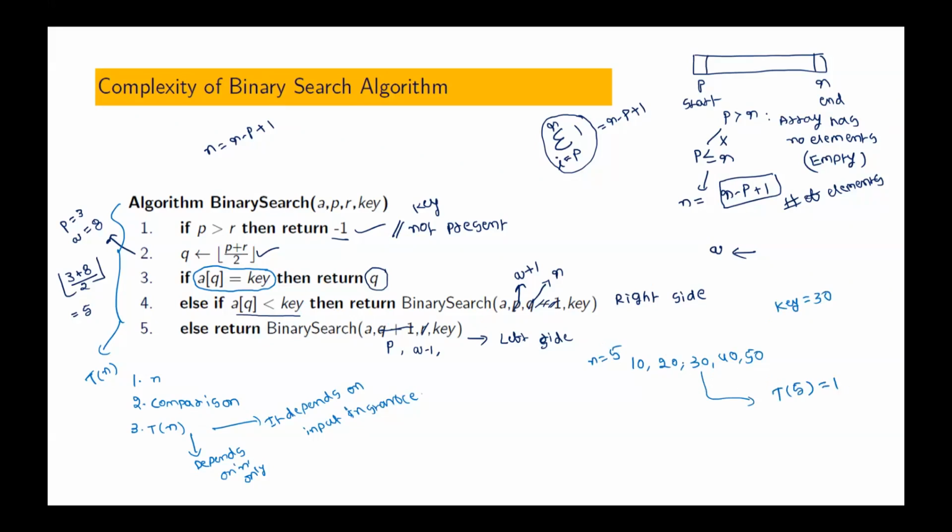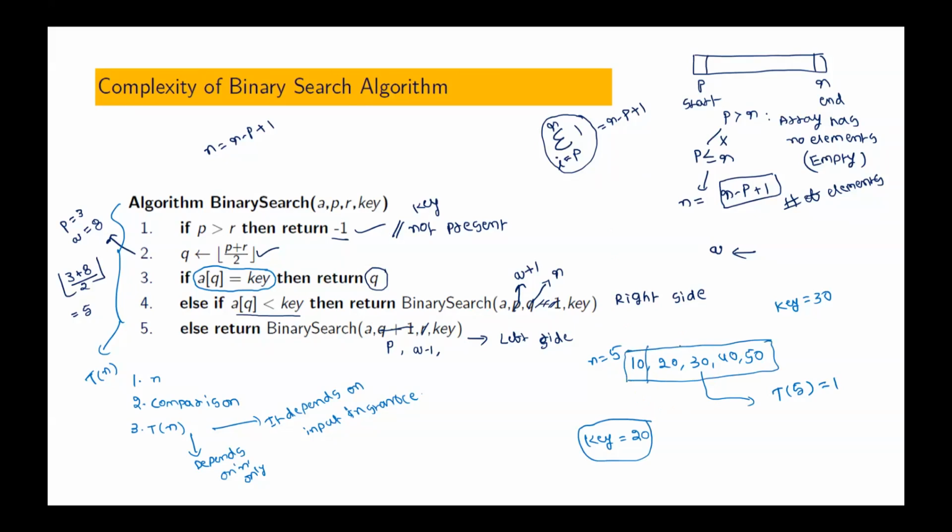If our elements are like this, and the key is say 20, how many times is the operation A of q equal to key performed? If key equals 20, how many times? 2 times? How many times? 3 times. It is performed 3 times.